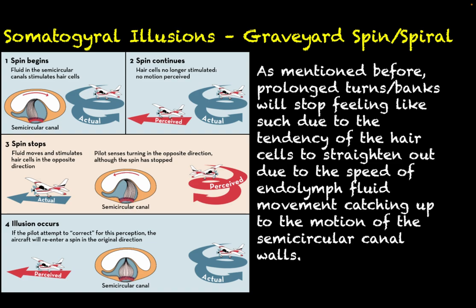So again, this is the leans that we were just talking about, but the problem with the graveyard spiral that we're going to discuss here is that feeling of, oh, I know I looked at my instruments, I know that I'm going straight, I know that I'm maintaining level flight, but I feel like I'm turning to the right, and it's just so natural to want to put more stock in what you're feeling versus what the instruments are saying. It's like, hey, it's my body, I know what I'm feeling, right?